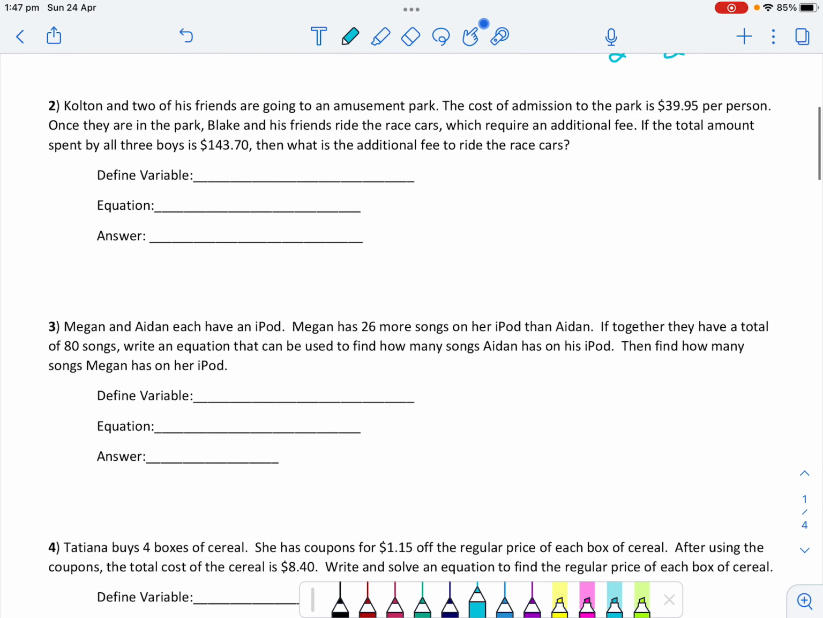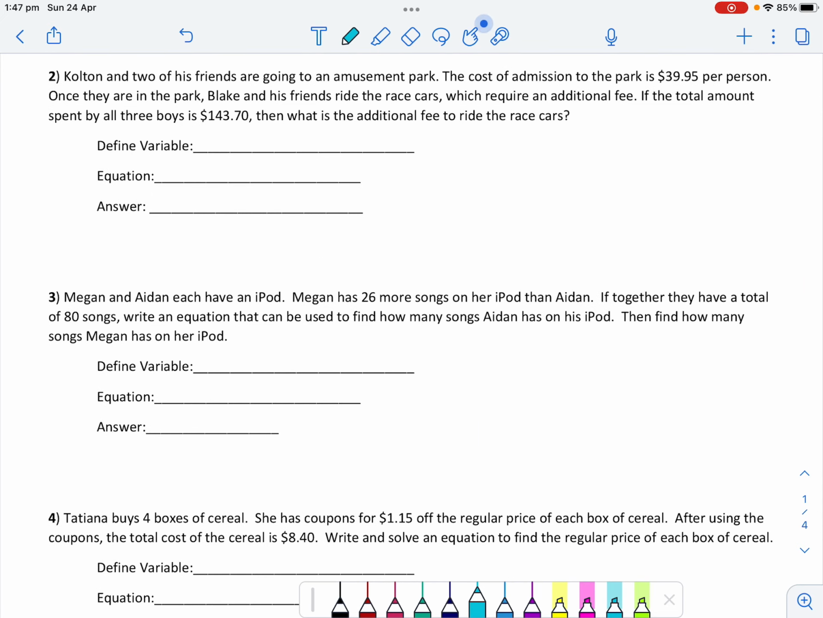Number 2 says Colton and 2 of his friends are going to an amusement park. The cost of admission to the park is $39.95 per person. Once they are in the park, Colton and his friends ride the race cars, which require an additional fee. If the total amount spent by all 3 boys is $143.70, what is the additional fee to ride the race cars? So my variable is going to be the additional fee.